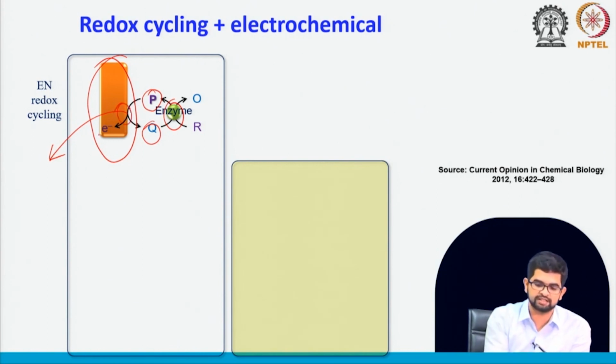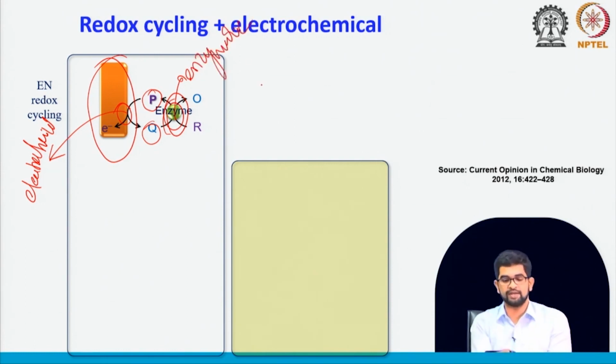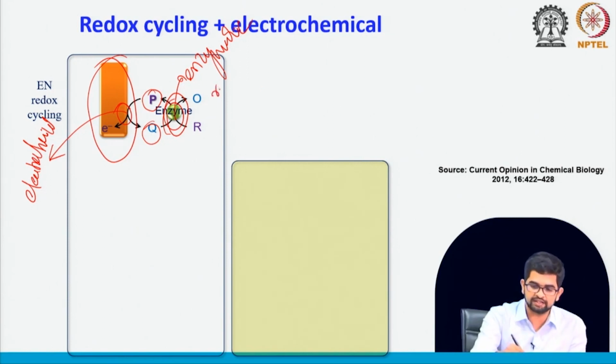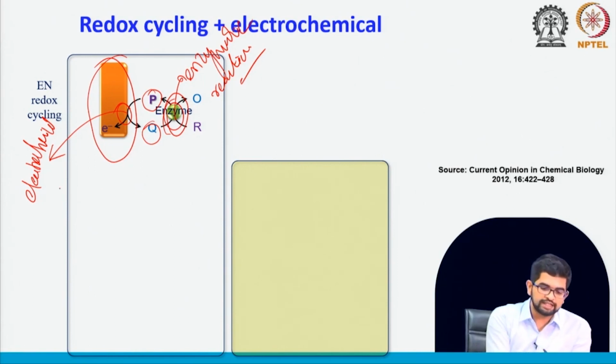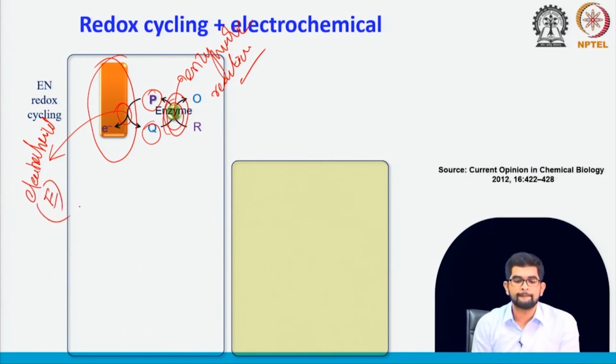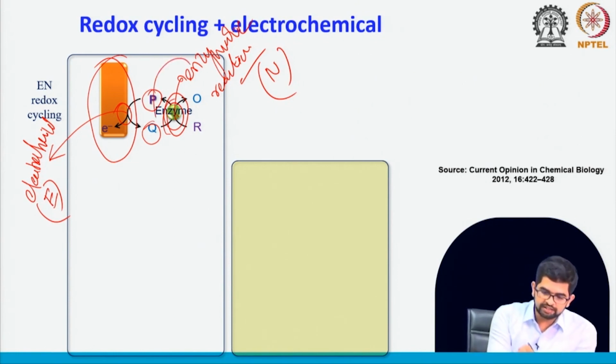So, this is the electrochemical reaction. P can be oxidized, it will form Q, that is the electrochemical part. And this part is the enzyme, so it is an enzymatic reaction. It is a chemical reaction definitely, but an enzymatic reaction. That is why we can give a nomenclature. If it is an electrochemical reaction, we put E, this abbreviation. In the enzymatic case, we put N, this abbreviation.